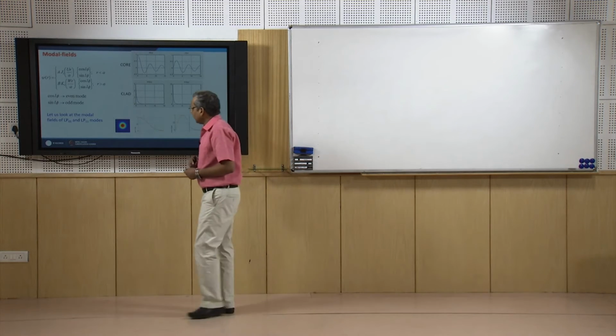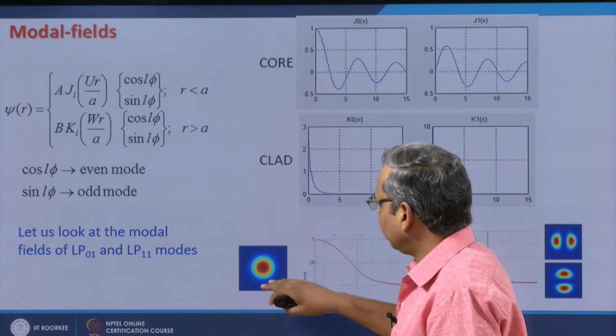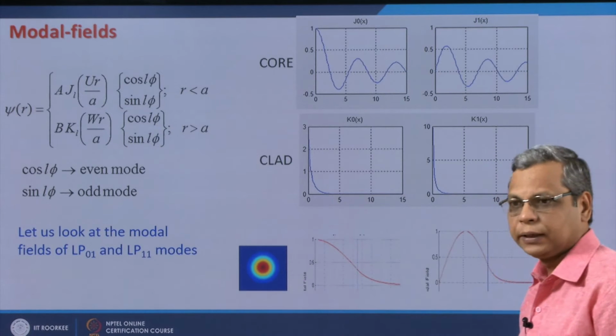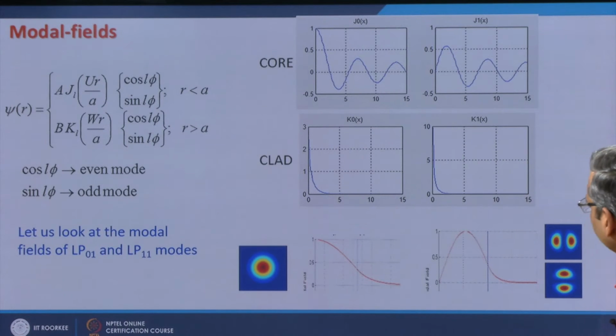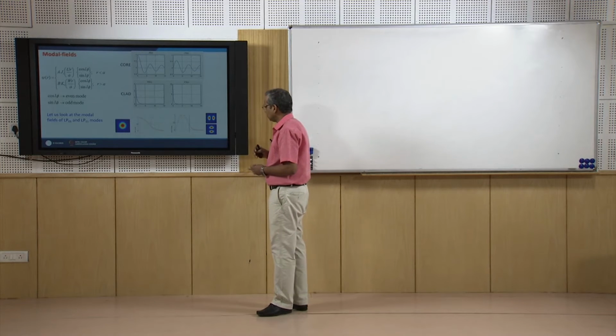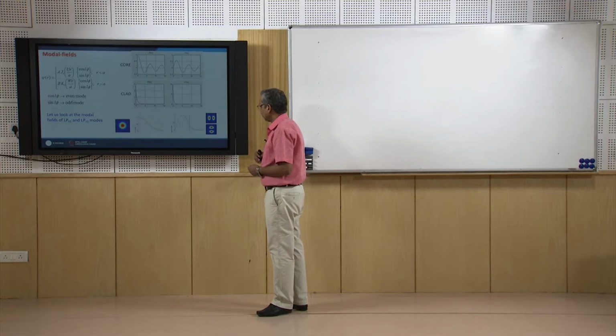So, the L equal to 0 mode will only be of this kind; that is, I cannot have two-fold degeneracy for the L equal to 0 mode as I can have for the L equal to 1 mode, or an L non-zero mode.